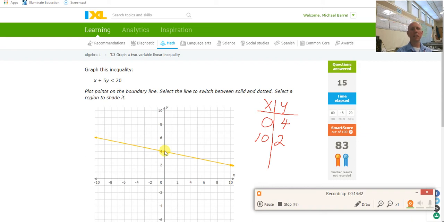Oh, this is a move the x, divide by the y. Am I even going to teach that this year? Let's test 0, 0. 0 is greater than or less than 20. That's true. That's the true side. All right, that's going to be it for me in a second.